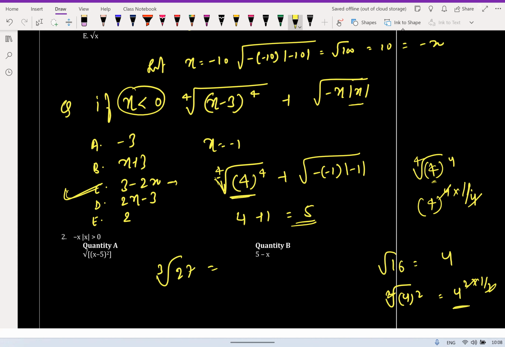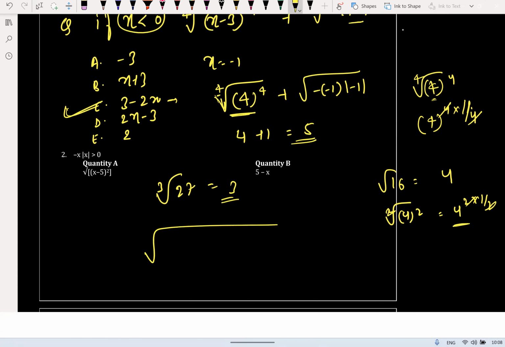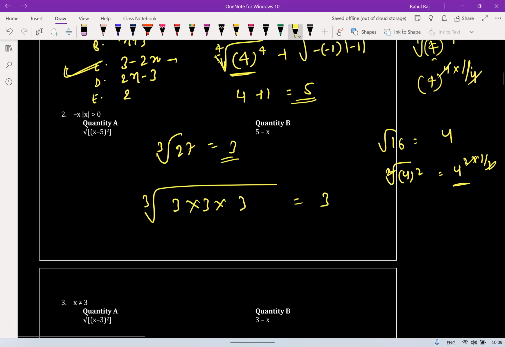27 to the power of 1 by 3. So 3, right? Yeah, that's it. You don't have to just 27 to the power also. Simple. 27, this is cube root, 3 into 3 into 3, yeah, 3. This is 4 to the power 1 by 4, so 4 cross 4 cross 4 cross 4. This is the fourth root.